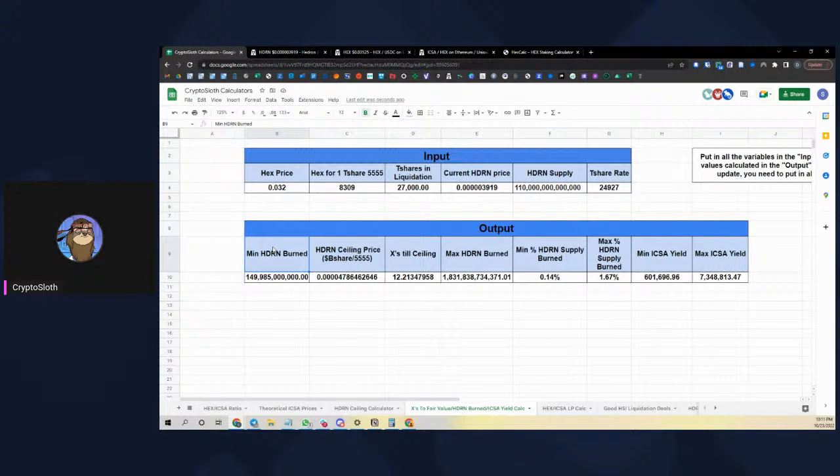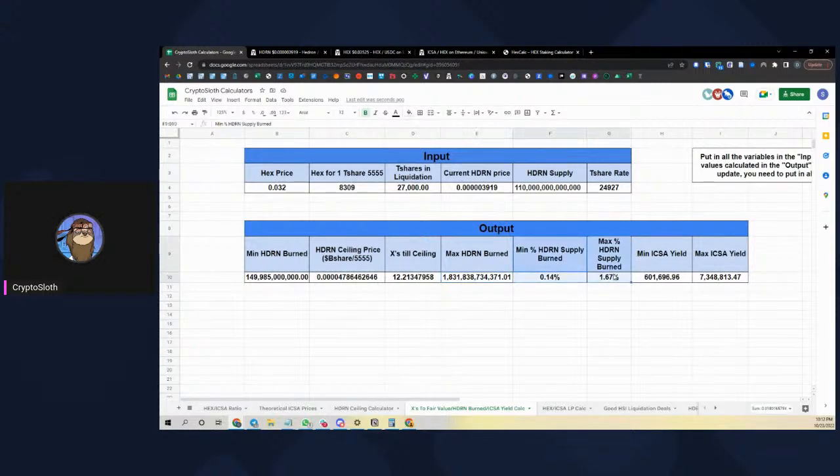It does calculate the ceiling price too. I may or may not put this in the back end because we already have a whole other calculator for that. It gives you the X's till the ceiling price, and then it also gives you the max Hedron burn, which is just the X's till the ceiling price times the minimum Hedron burn. So this gives you a range of how much potential Hedron could be burned.